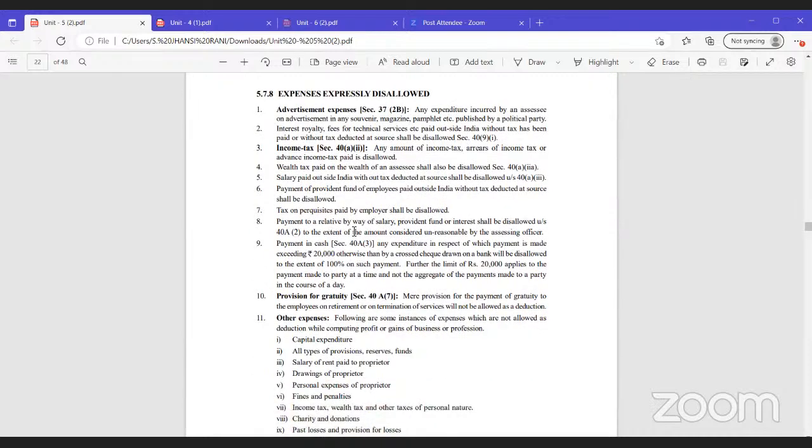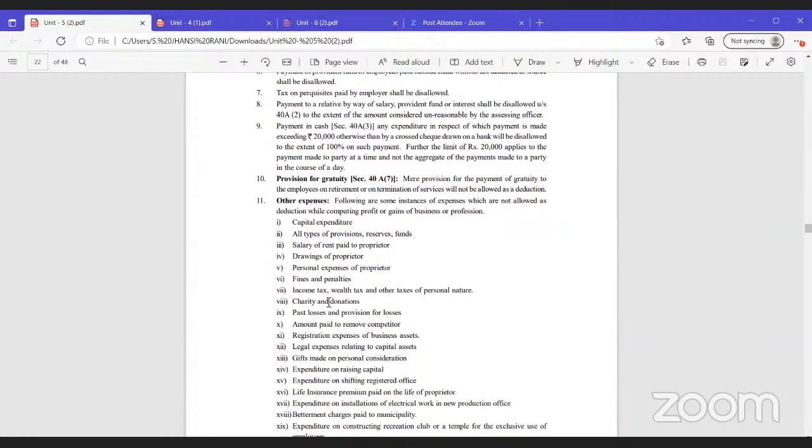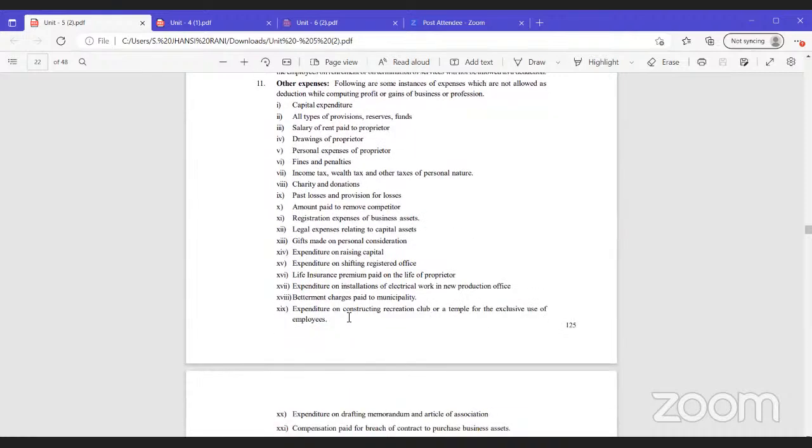Next, if you are giving an amount to your relative and showing it as salary, it is also non-business expenditure. Like that, capital expenditure, any reserve, remember, any reserve or any provision is inadmissible. Provision for bad debts, provision for anything is an inadmissible expenditure. Salary of rent, drawings of proprietor, personal expense of proprietor, fines, penalties, income tax, wealth tax, charity and donations. So whatever we discussed just now, that all falls here.